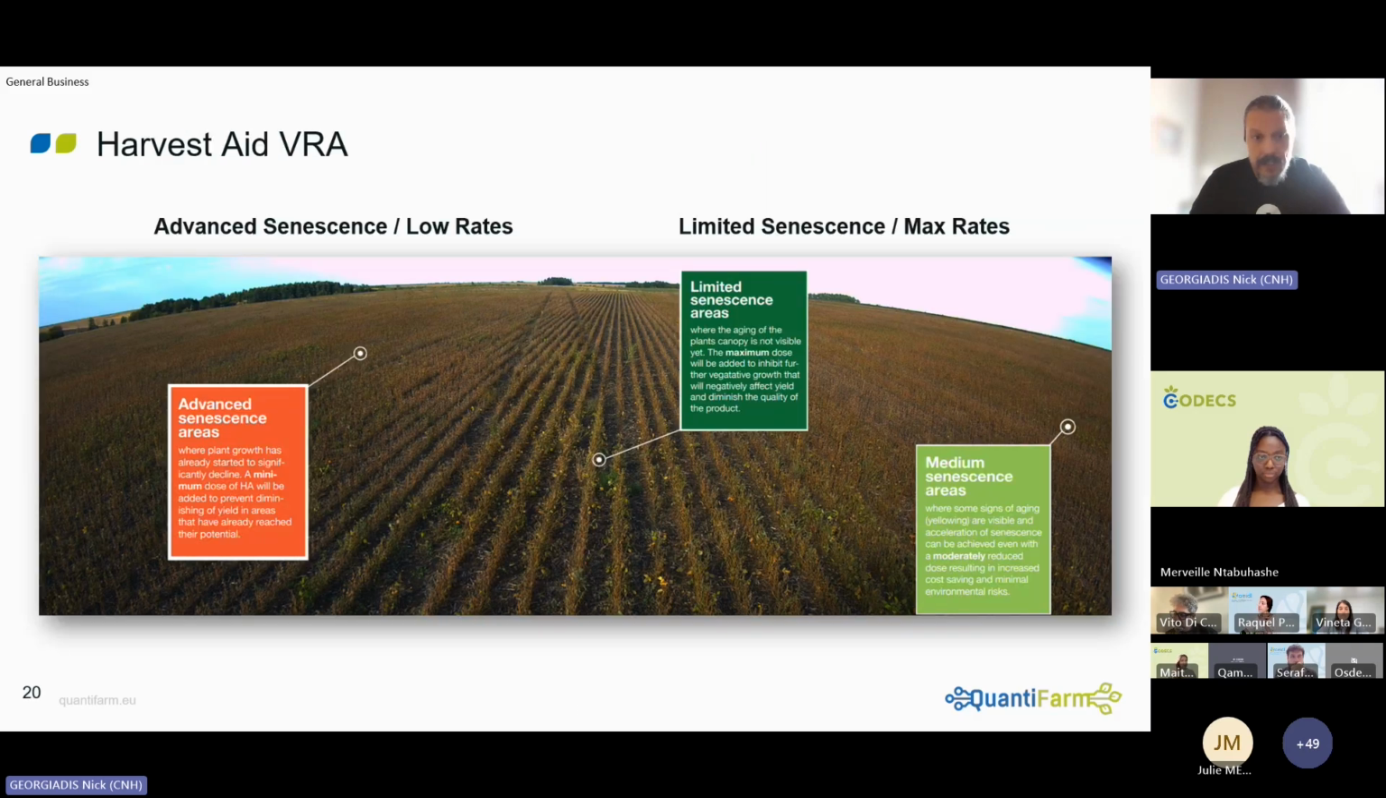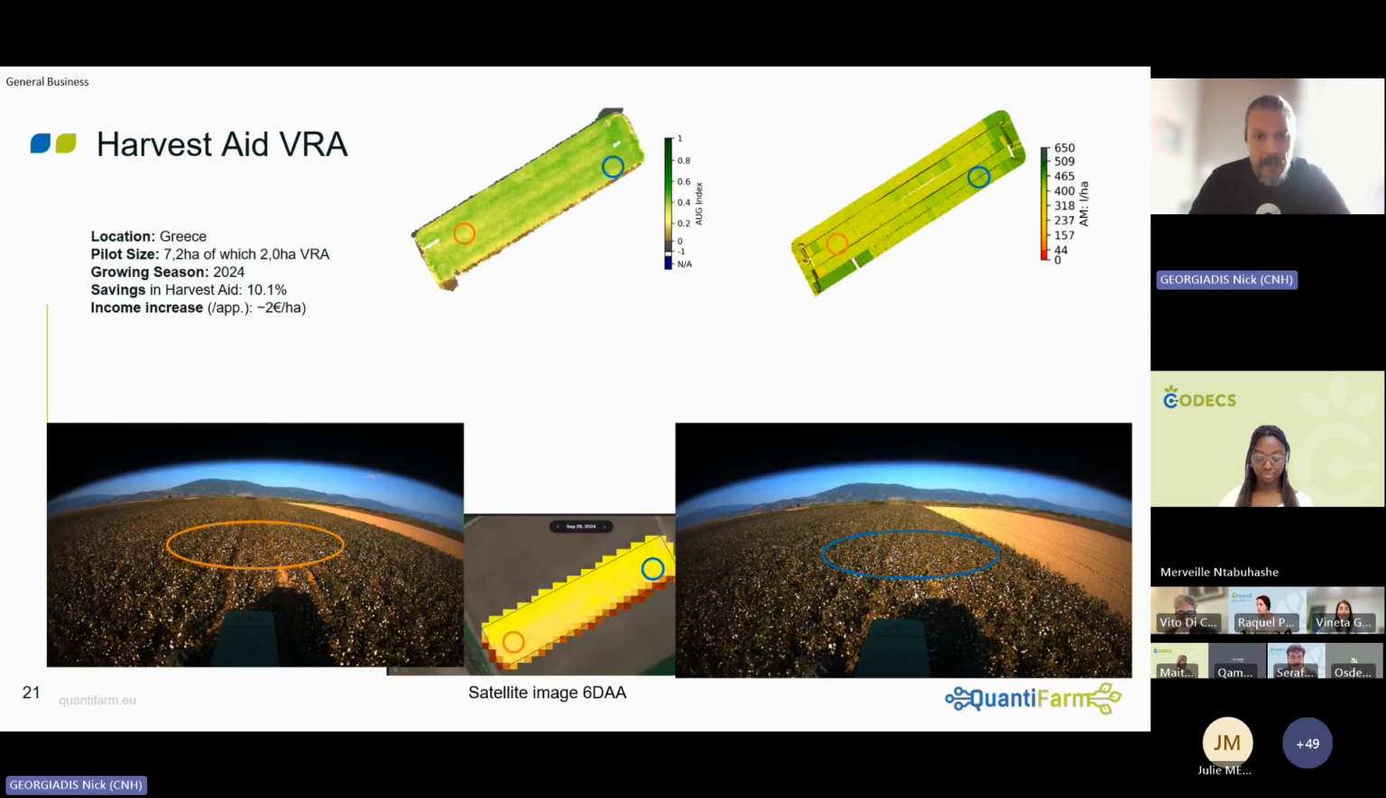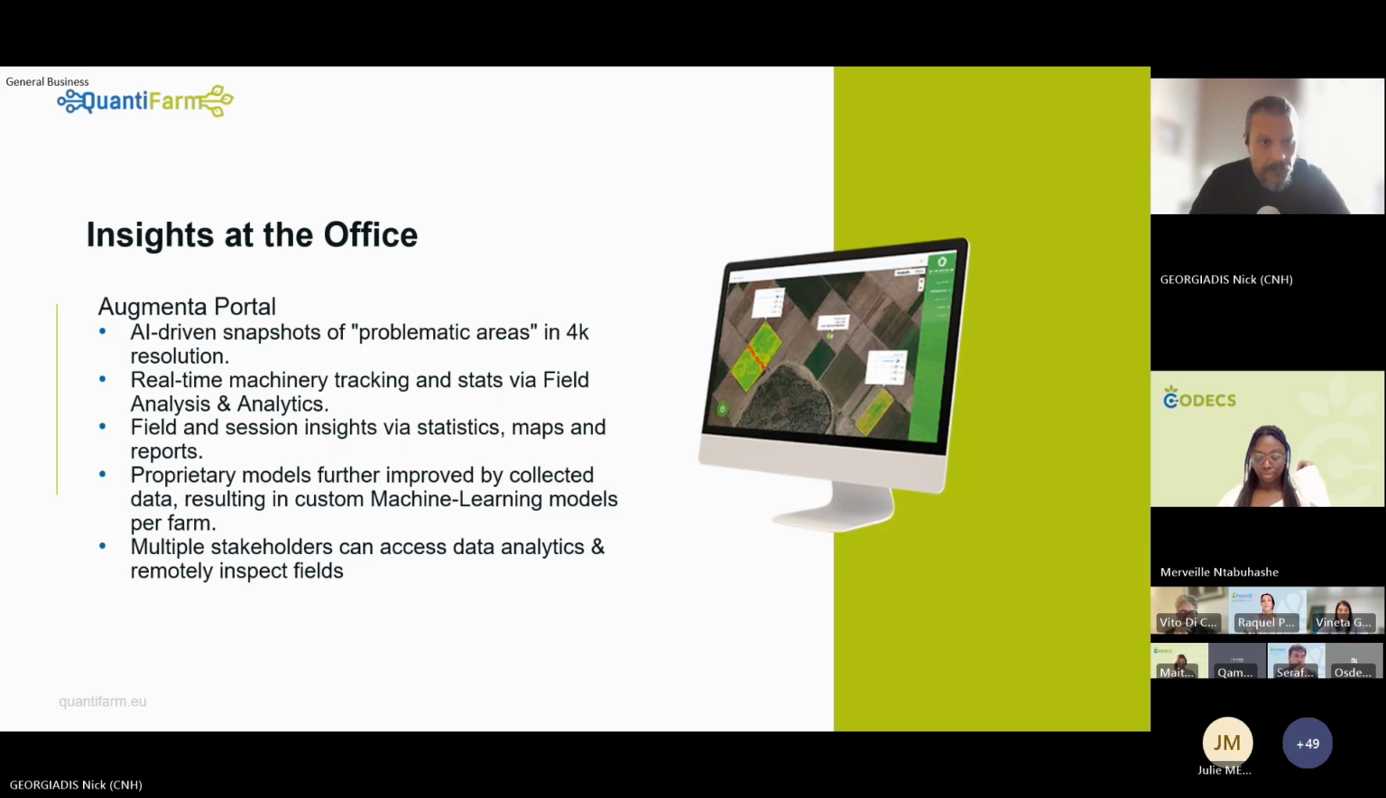And harvest aid, in this case, it's something that we use to help the senescence of the crop. As you can see here, we have much greener areas, so we have applied more. Here we applied less, and the farmer achieved 10% of savings, that is 2 euros per hectare for each application.